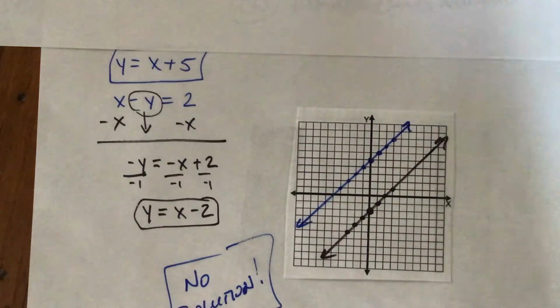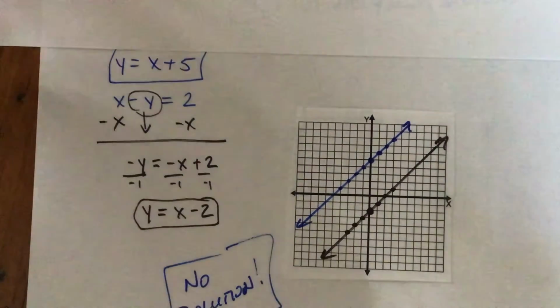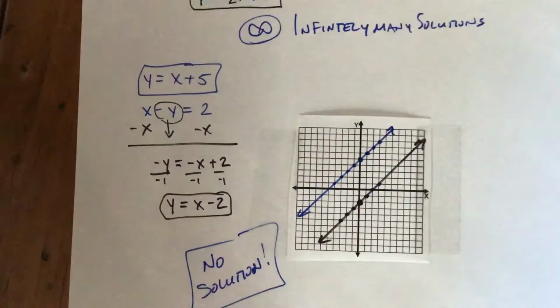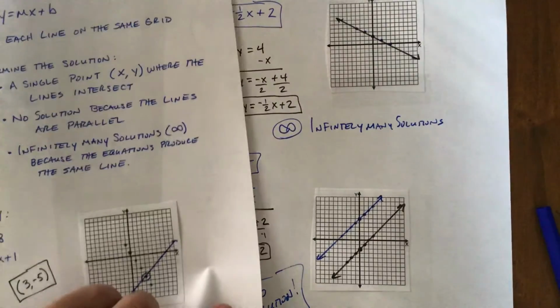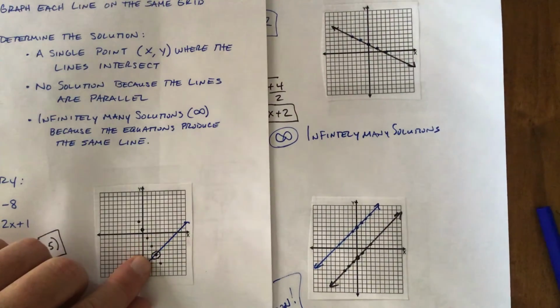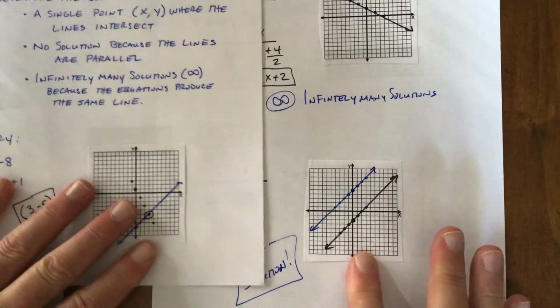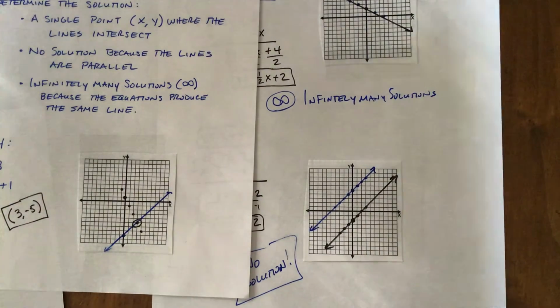That's what happens. So with systems of equations, when we graph, we are going to graph them on the same grid, and we're looking for where they either intersect, where they produce the same line, or where they never intersect because they're parallel. All right?